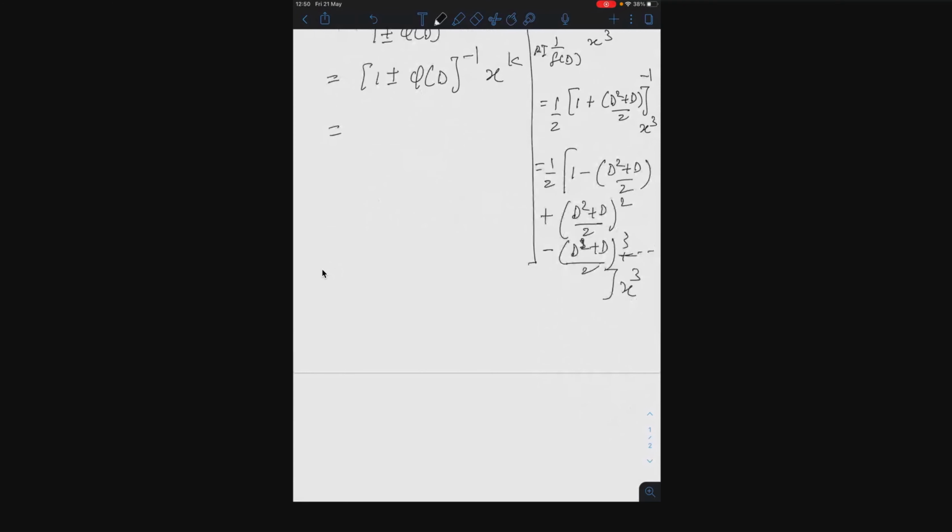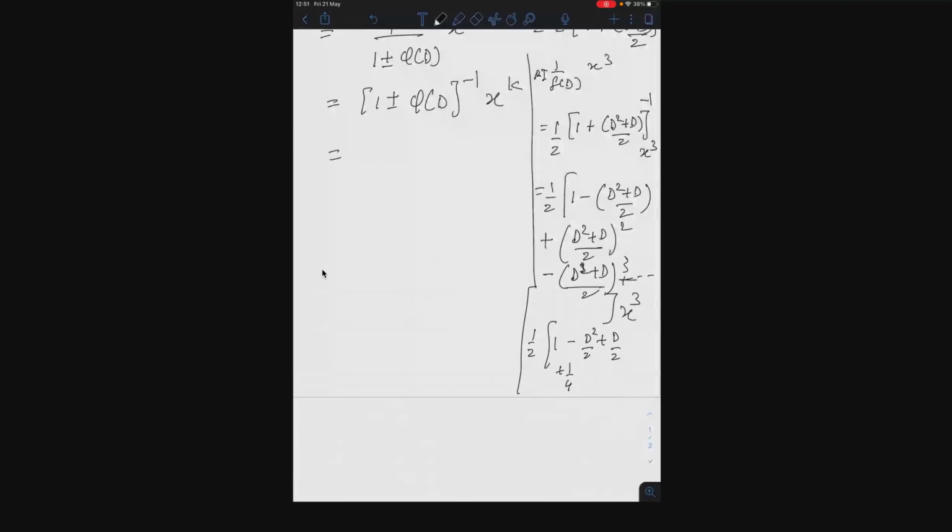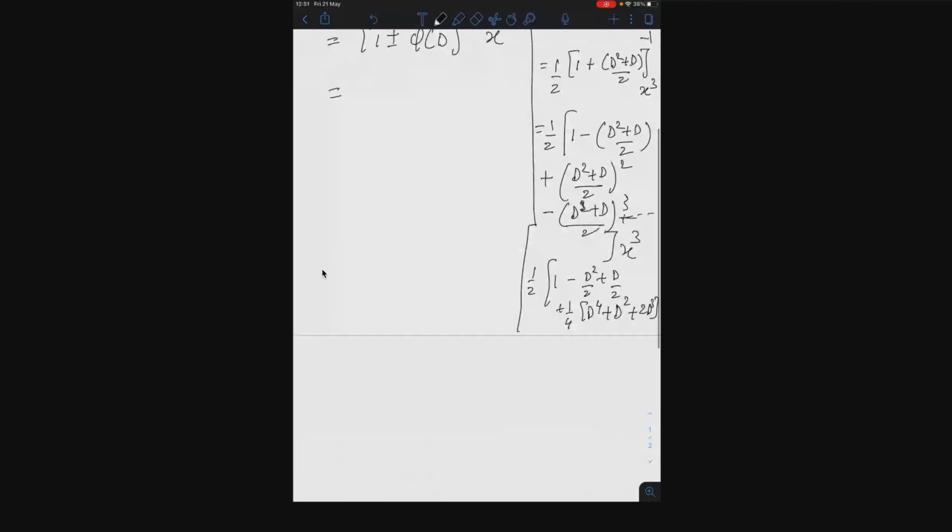Now what you have to do is simplify this. So 1 by 2 as it is, 1 minus D square plus D by 2 you will get. Its square means D square plus D whole square by 2, what will you get? 1 by 4 constant you will get outside. D to the power 4 is there. So D to the power 4 plus D square plus 2D cube you will get. Will you get? Yes, ma'am. Similarly you expand the next factor also, on x cube.